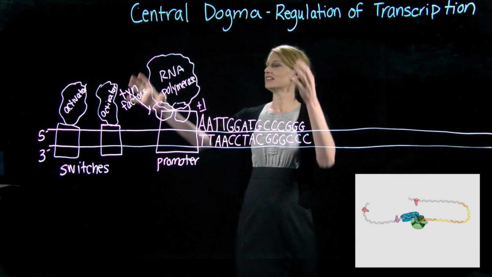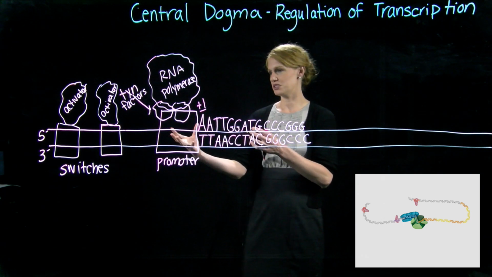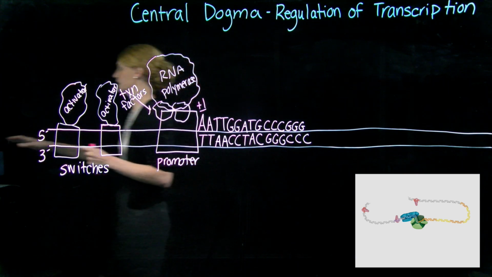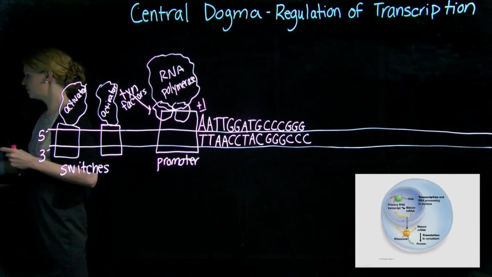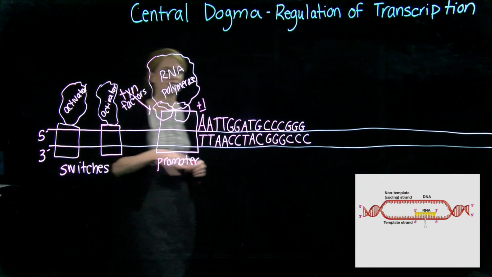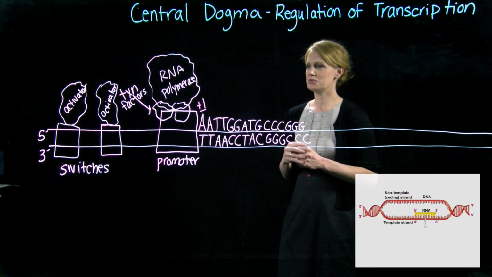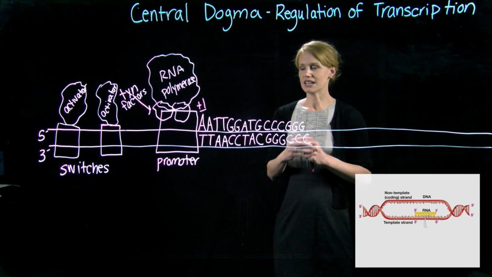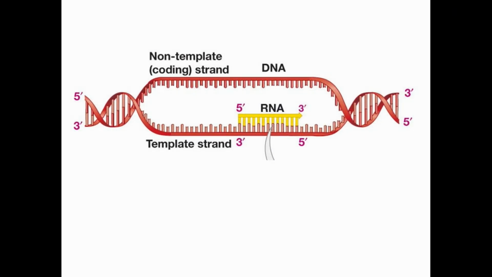So you need all of this to begin transcription of a gene. And what happens when transcription begins is that RNA polymerase is going to make a single-stranded RNA molecule that's going to be complementary to one of these strands of DNA. And it's going to be complementary specifically to the template strand. The other strand of DNA is actually not going to be used at all in this process. So it's called the non-template or coding strand.